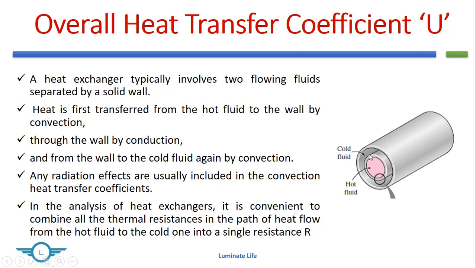In order to combine all these phenomena and to provide a single parameter to account for all the resistances in the heat transfer flow, which might be conduction and convection resistance, we are going to introduce this parameter called overall heat transfer coefficient, which is represented by capital letter U. Usually radiation effects are included in the convection heat transfer coefficient itself. So it is convenient to combine all the thermal resistances in the path of heat flow from the hot fluid to the cold fluid into a single resistance R.